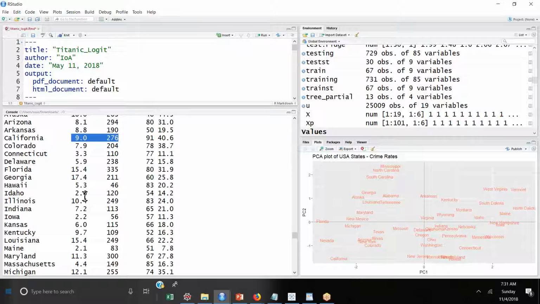9 and 276. Does that make sense to you here? 9 and 276. This is 15 and 335. Everybody gets it? Does it make sense? Kind of, right? That's what I expect at this time. Remember, you are seeing it for the first time. You have to think about it.